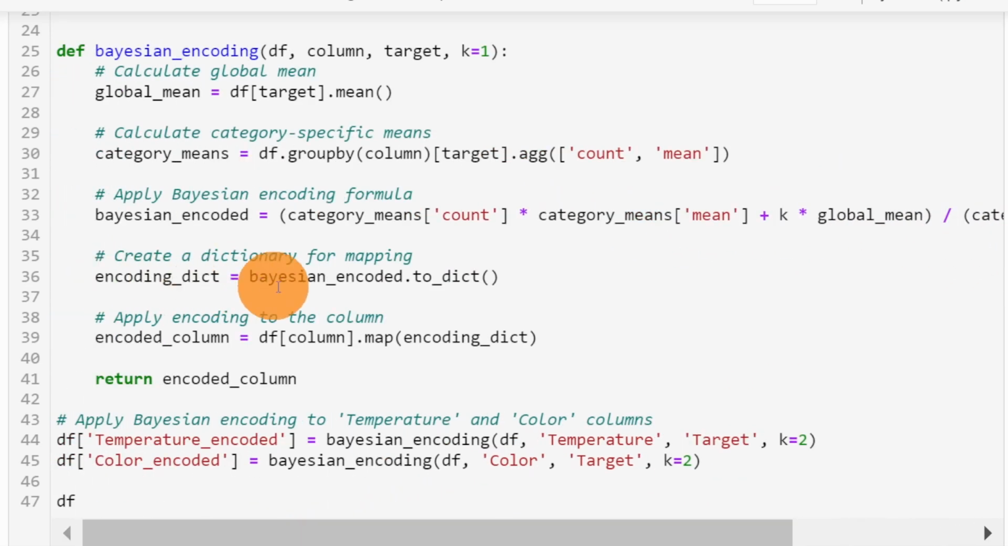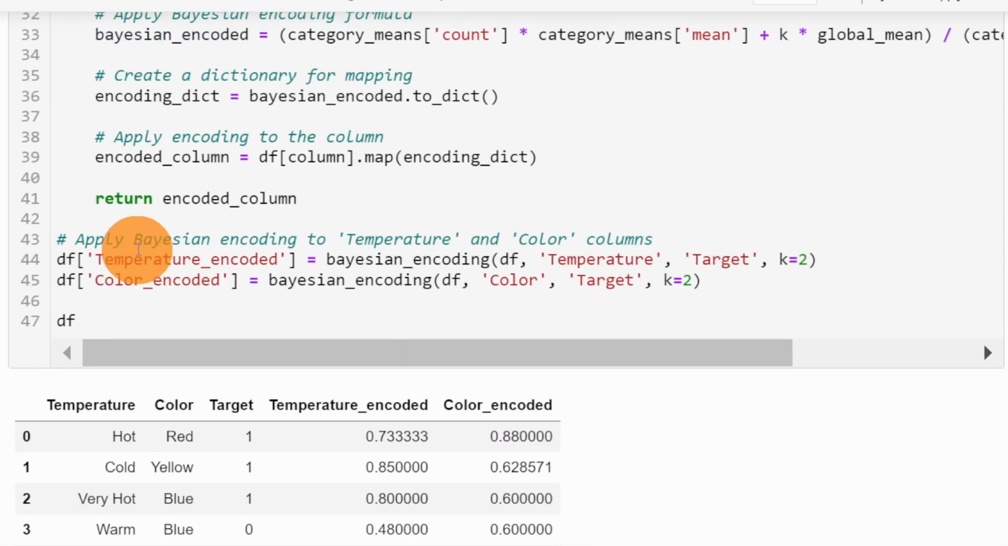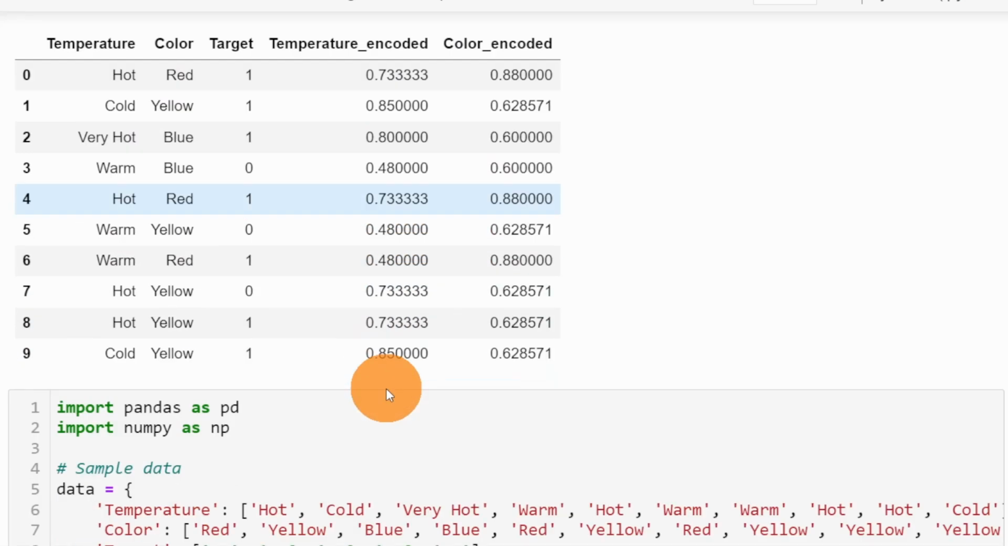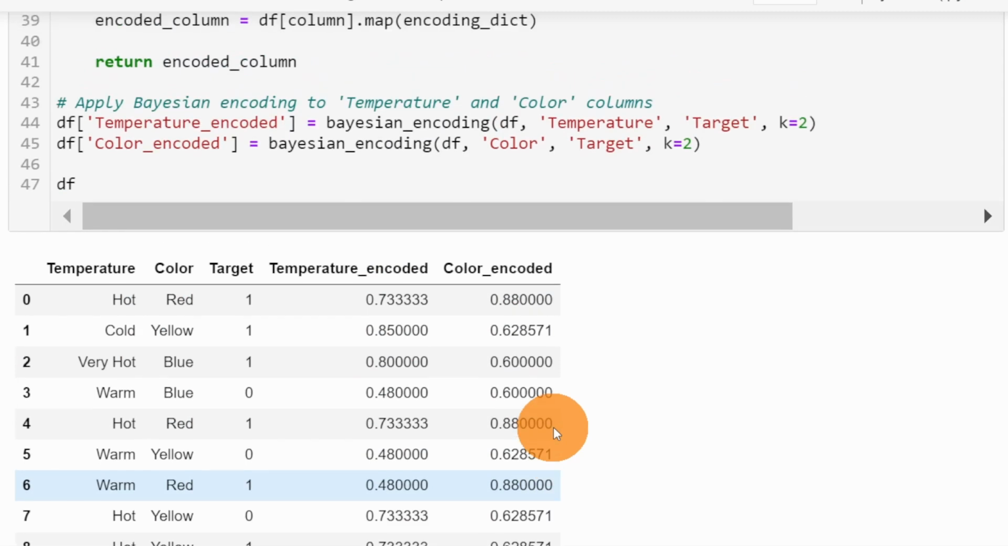Now we create a dictionary for mapping based on this encoding, and then we apply a map function to map all the elements in the column and then return back the encoded column. So both temperature and color will be encoded using this function. Here I am using k equal to 2. If we run this, this is how the encoded values would look.